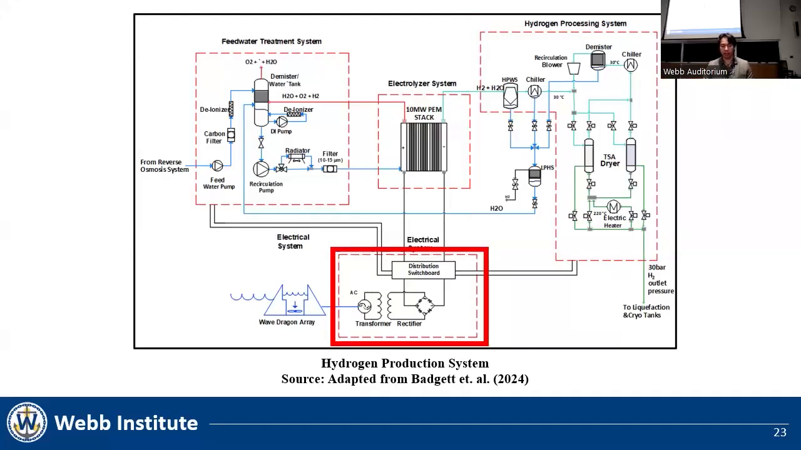Here is the electrical system, which involves the power module of the electrolyzer unit. The power module is used to convert the AC electricity from the wave energy array and turn it into usable DC electricity so that electrolysis can take place.